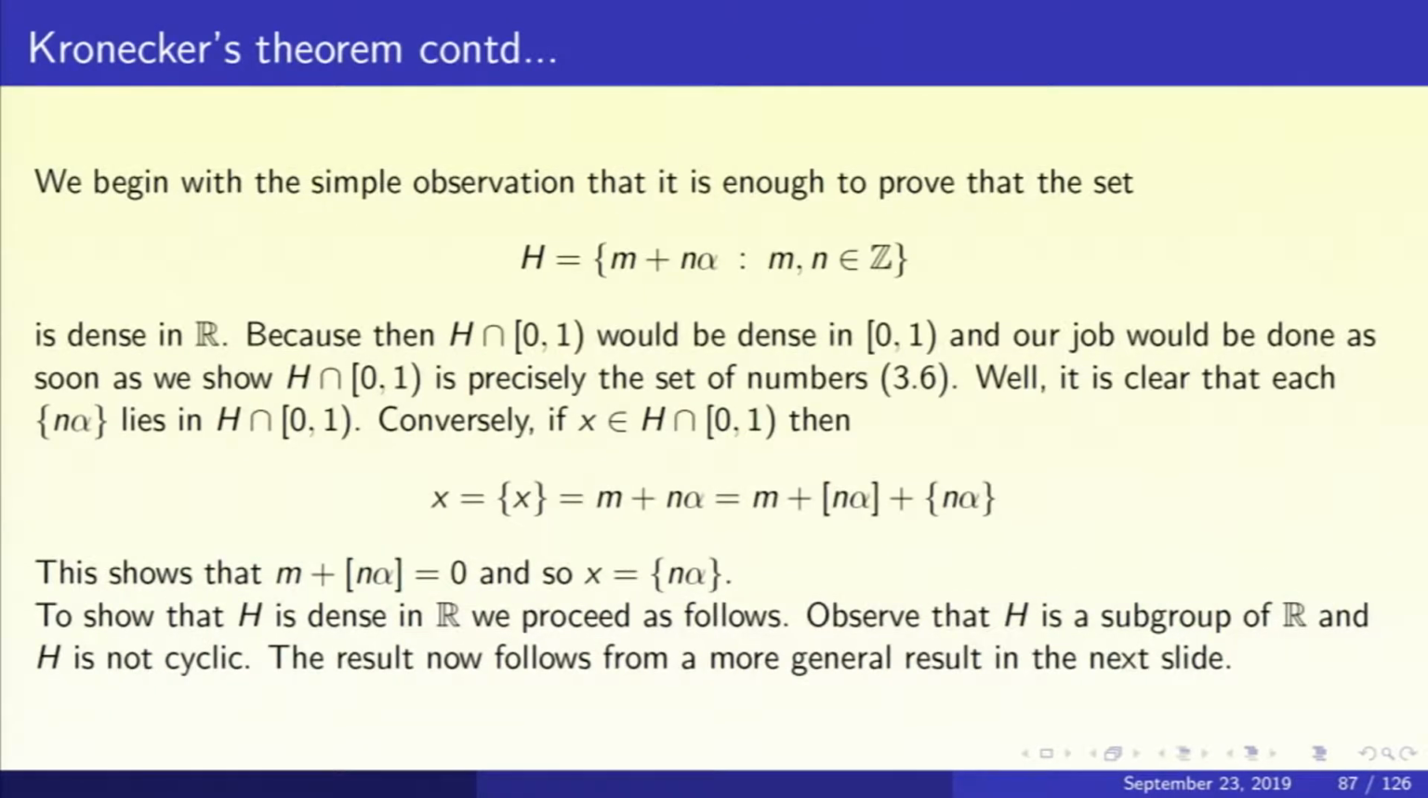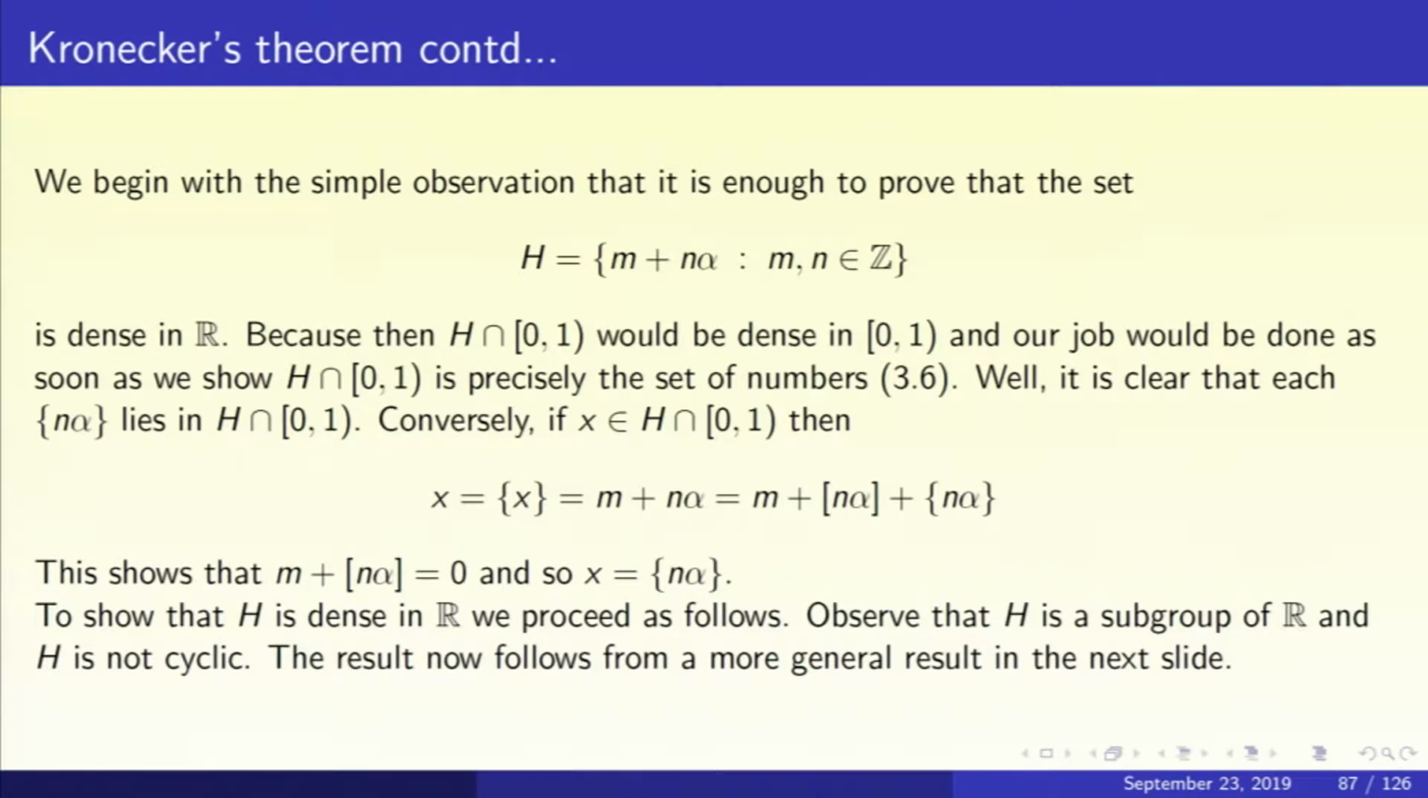So to do that, let us begin with a simple observation that it is enough to prove that the set H equal to m plus n alpha, where m and n vary over integers, is dense in R. Observe that this H is a subgroup of the real numbers. If you take two elements in H and add them up, again you have an element of H. If you take an element in H and take its opposite, that is, minus of that number, again it's in H. So this H is a subgroup of real numbers under addition.